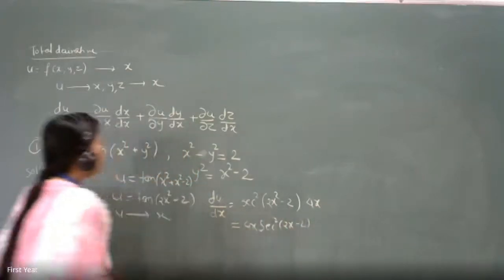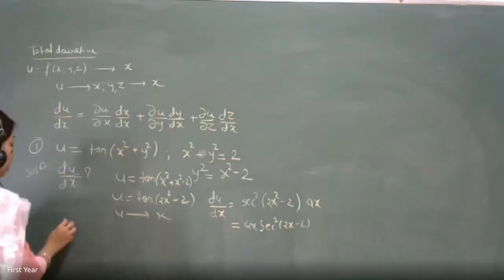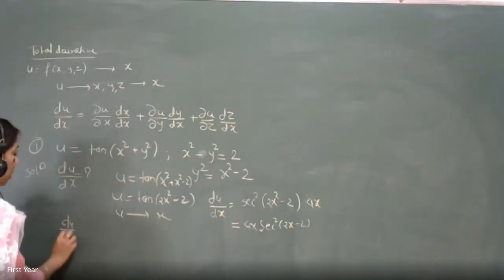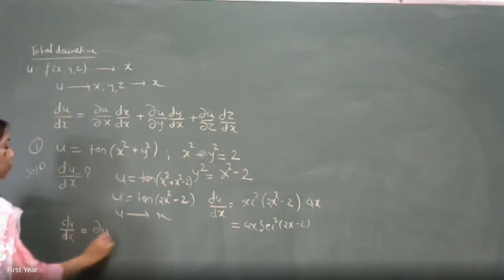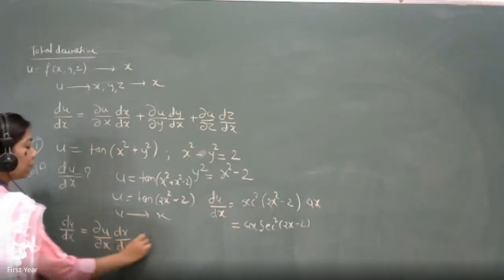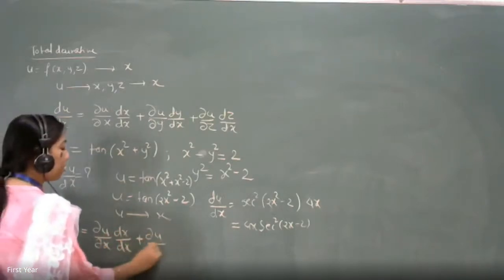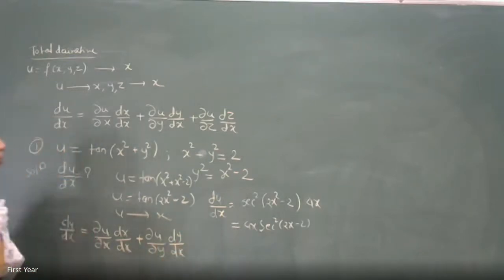You can also cross-check by this formula. There is no z, there are only two variables. So if you go by the total derivative formula, du by dx will be nothing but del u by del x into dx by dx plus del u by del y into dy by dx. If you go by this formula also, you will get the answer, which will be 4x into sec square of 2x square minus 2. Maybe in the first stage, you won't get directly in terms of x everything.